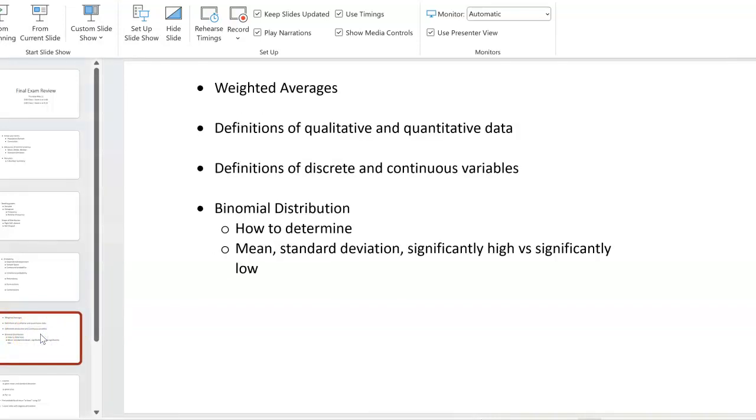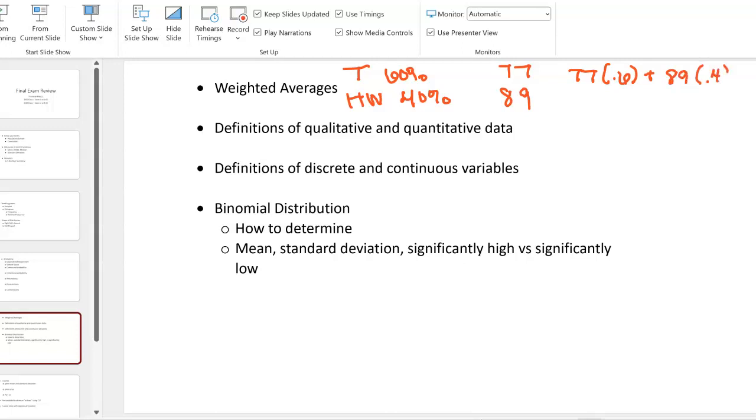All right, moving on, weighted averages. So that is one that is going to show up as one of the open-ended. And that is really very similar to the way I calculate your grades. In here, your tests are 60% and your homework is 40% of your grade. So I take your homework grade. Let's say right now you have an 89 homework grade and a 77 test grade. So what I'll do is I'll take 77 times 0.60 plus 89 times 0.40. And that way I arrive at your grade.